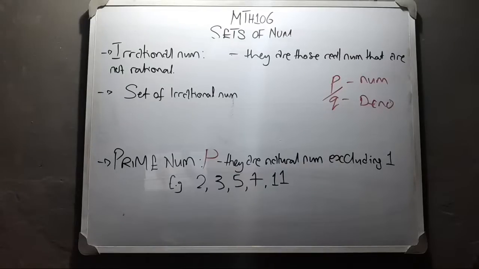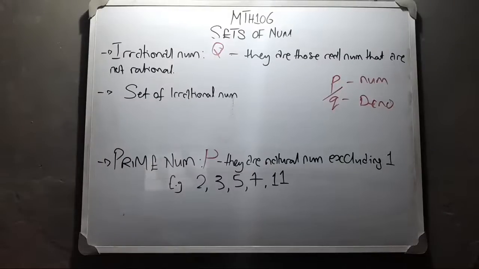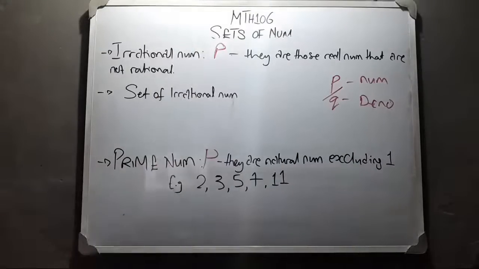Now, actually, according to what I have here, the material says it is Q, which can't be possible. It's supposed to be P, but we'll leave that as tentative because from my research, some are still referring to it as Q, while some are referring to it as P. But I'm of the opinion that since the rational number is Q, then the irrational number should be P.